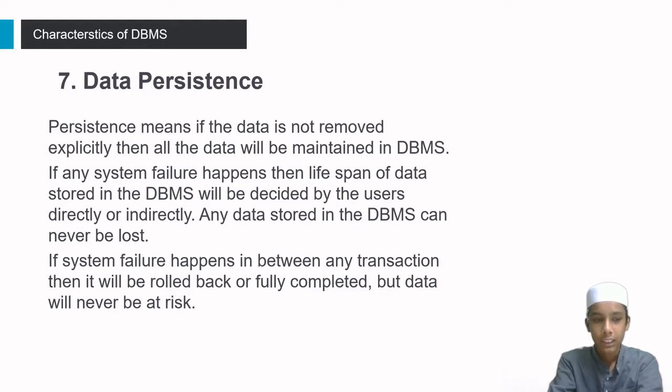For example, the same example I took just before: a person wants to credit money from his account to another person's account. While he is crediting the money, if a failure happens in between, then it will be rolled back or fully completed, but the data will never be at risk. This is a characteristic. And the eighth one is backup and recovery.